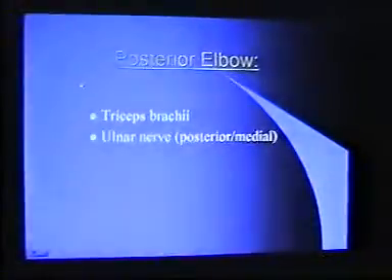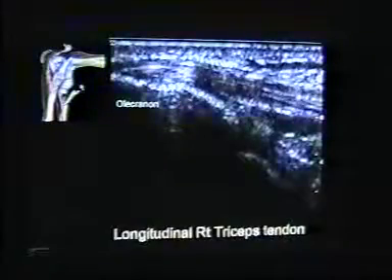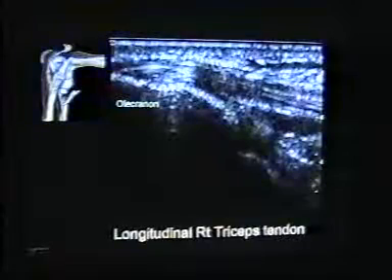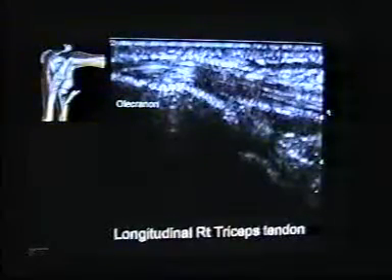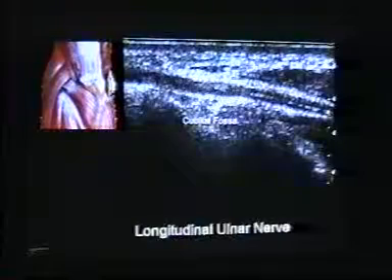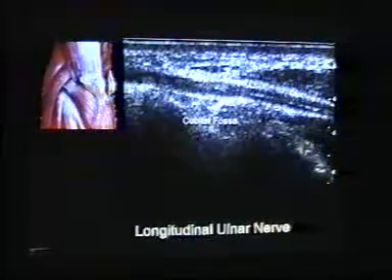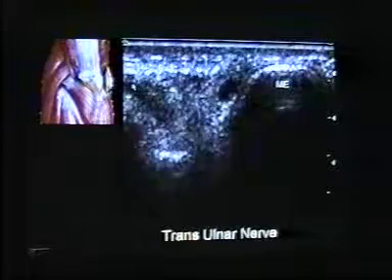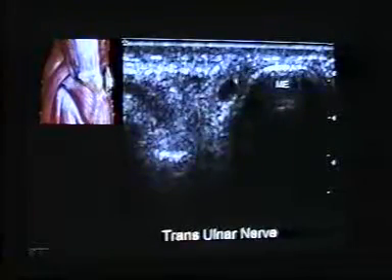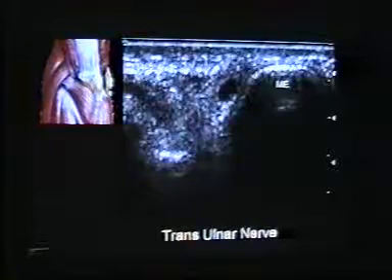The posterior elbow has 2 things which are important: triceps brachii and the ulnar nerve, posterior and medial. There is a longitudinal view of the triceps, and in the cubital fossa you can see the median nerve longitudinally and the median nerve transversely at this area.